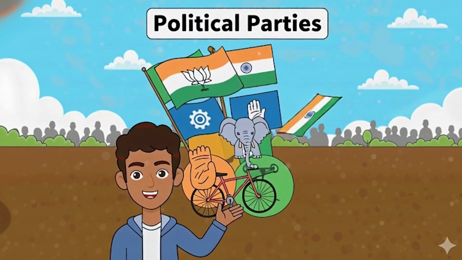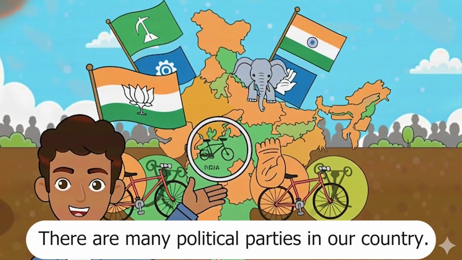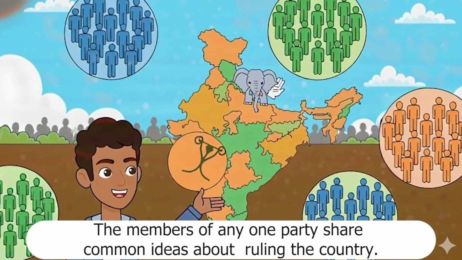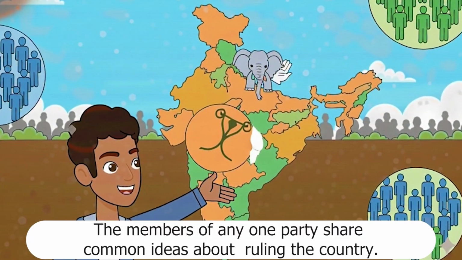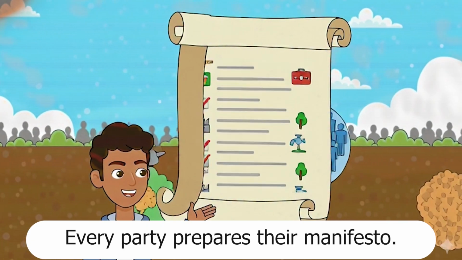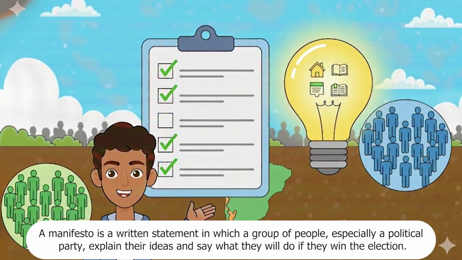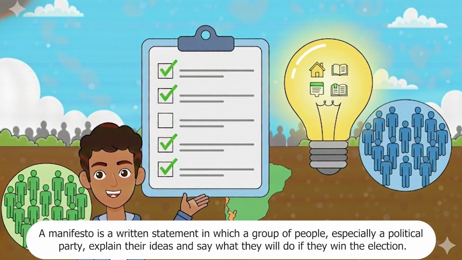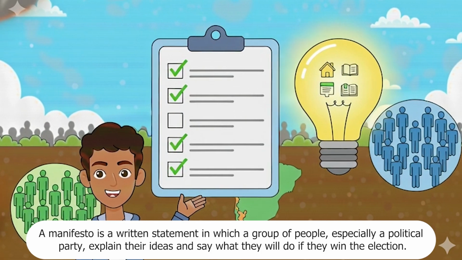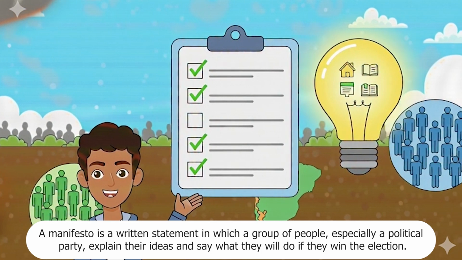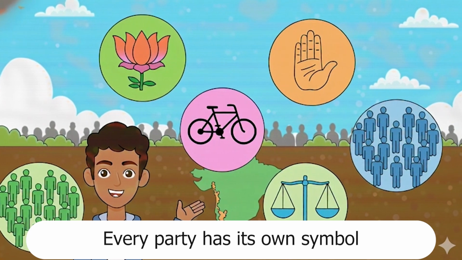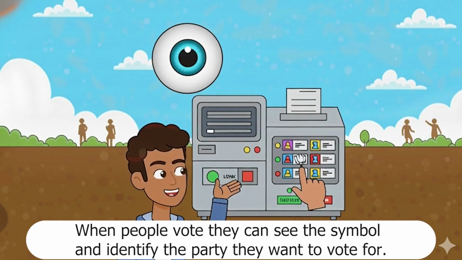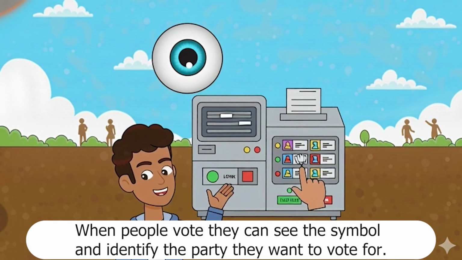Political parties. There are many political parties in our country. The members of any one party share common ideas about ruling the country. Every party prepares their manifesto. A manifesto is a written statement in which a group of people, especially a political party, explain their ideas and say what they will do if they win the election. Every party has its own symbol. When people vote, they can see the symbol and identify the party they want to vote for.